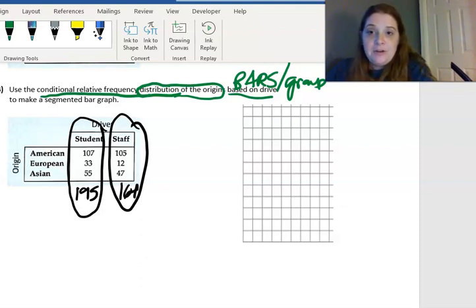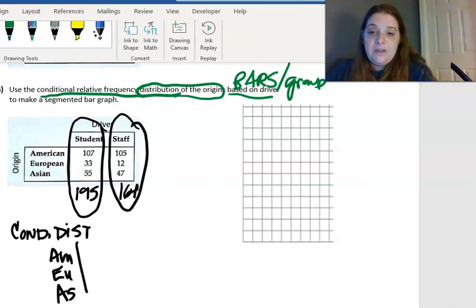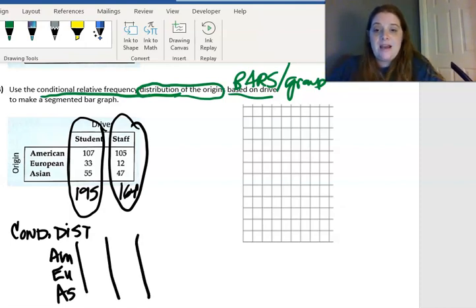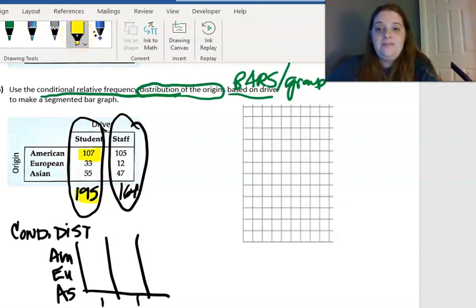Now I'm going to go down here and find this conditional distribution. I'm going to have American, European, and Asian manufactured vehicles, for students and for staff. I'm going to have separate sets of percentages, and if I've done this properly, they should both add up to 1. For the first one, I'm going to take 107 out of 195 to get this first percentage right here.